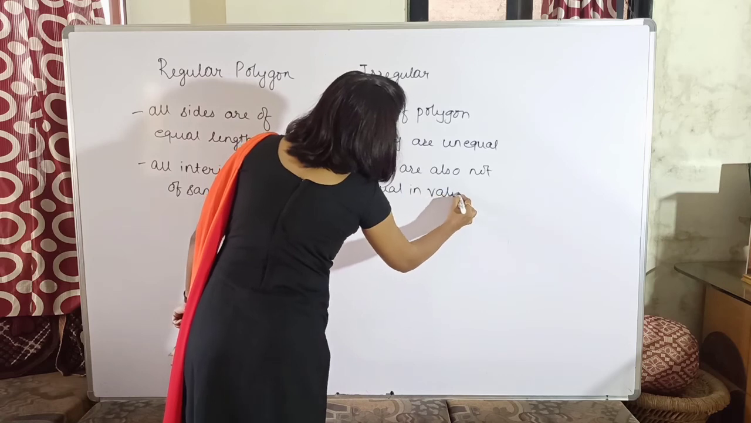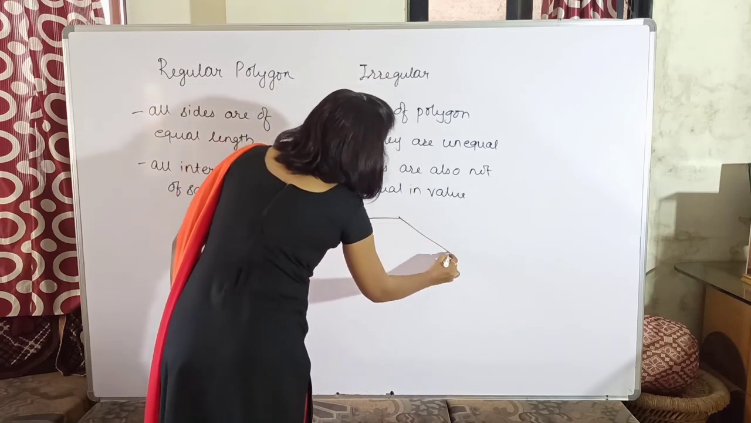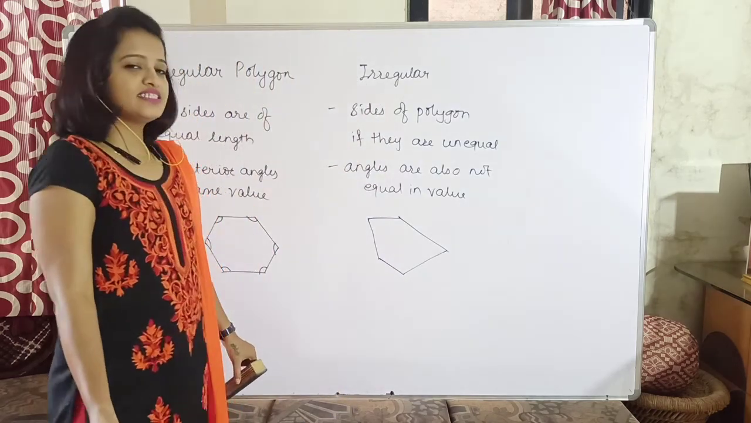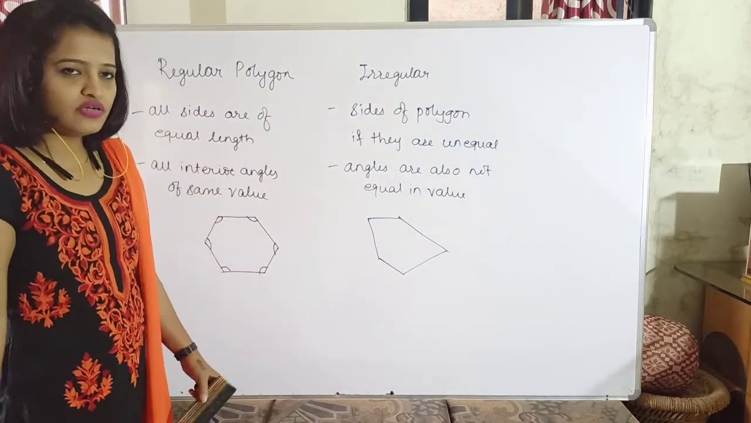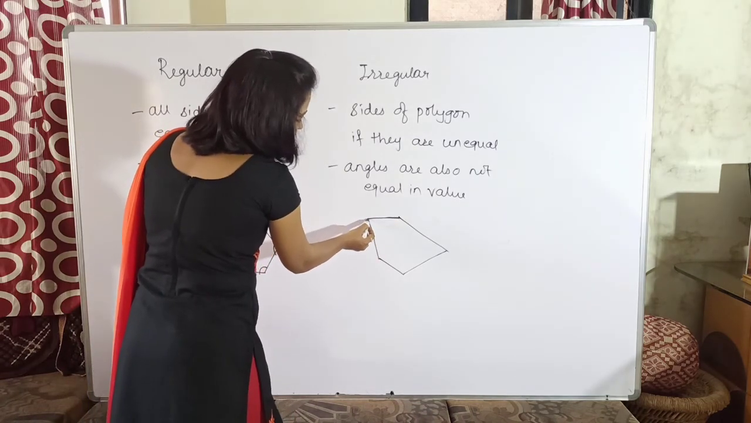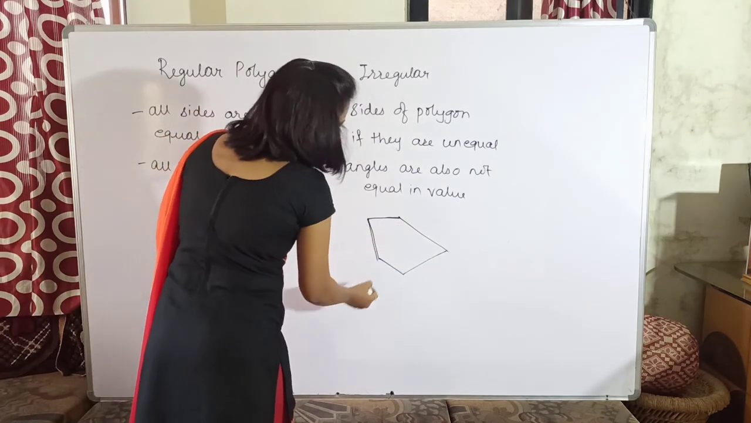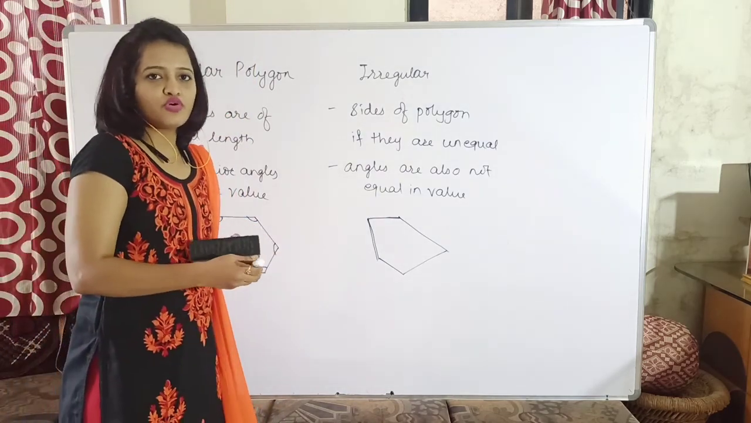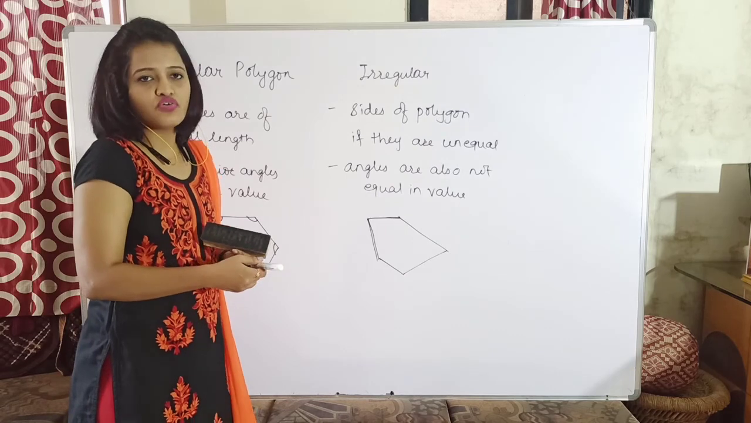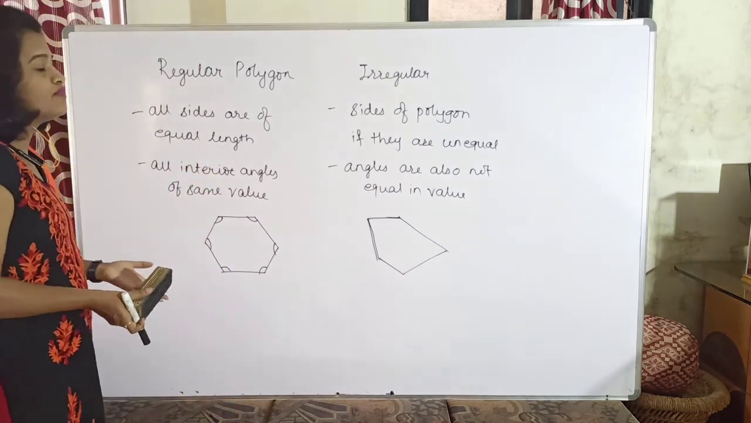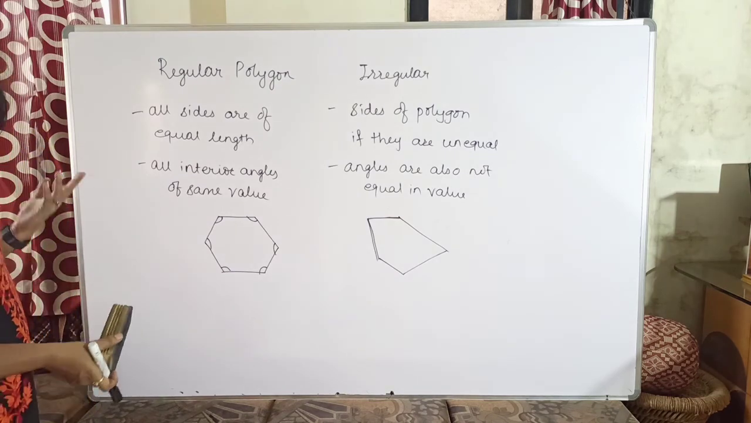If I try to draw a figure, how many sides does it have? I have drawn a pentagon. Now as you can see, the lengths of the sides are not equal, and hence this figure is called an irregular polygon, and even the angles are not of equal value. Okay, so that was the classification depending upon the length of the sides and angles.